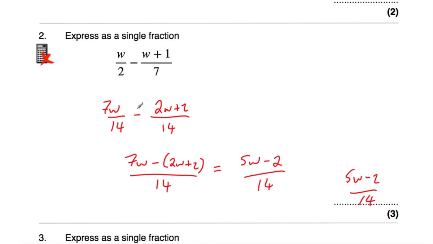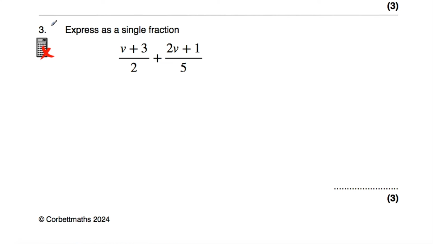So we've got 7w subtract 2w plus 2. We're subtracting all of that. So we're taking away 2w, and we're also subtracting 2. And whenever we do 7 take away 2w, we get 5w. And then we've also got to take away the 2, so it's then subtract 2 over 14. And that's it. Okay, let's have a look at our next question, question number 3.